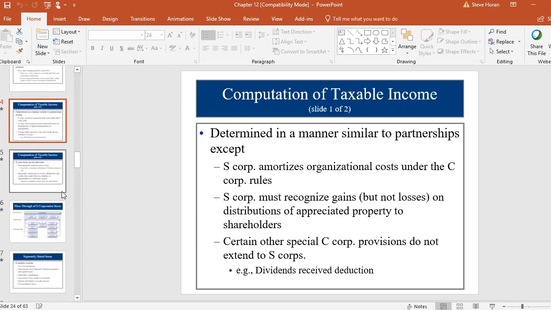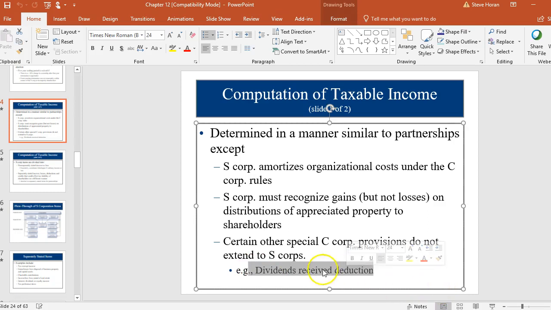Okay, so next then is how do we calculate or compute taxable income? Very similar to partnerships, so a lot of the same work you did for the LLCs and the partnerships would still hold true here, except an S Corp can amortize organizational costs under C Corp rules. An S Corp must recognize gains but not losses on distributions of appreciated property to shareholders. So that's a little bit unique. And then certain other C Corp provisions don't extend to S Corps, primarily the dividends received deduction, the DRD. So S Corps don't get the DRD.